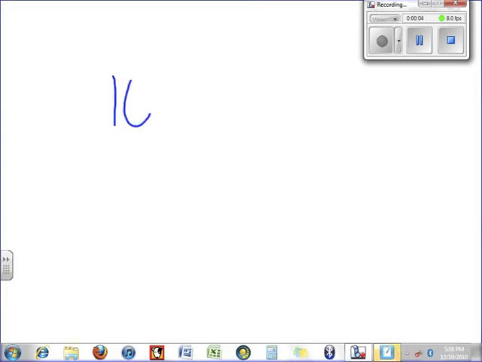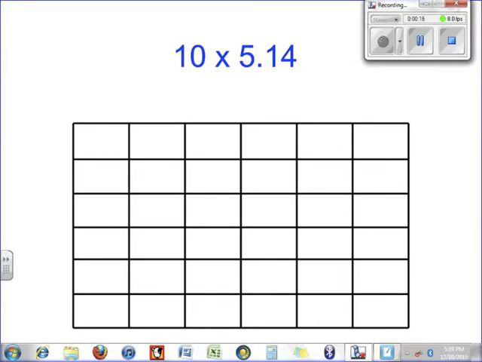Today we're going to be multiplying decimals. First one we have is 10 times 5.14, or 10 times 5 and 14 hundredths. Now, when multiplying decimals, and actually multiplication in general for 5th grade, it's always a great idea to use grid paper. That way your numbers are all perfectly aligned and there's no mistakes in that respect.